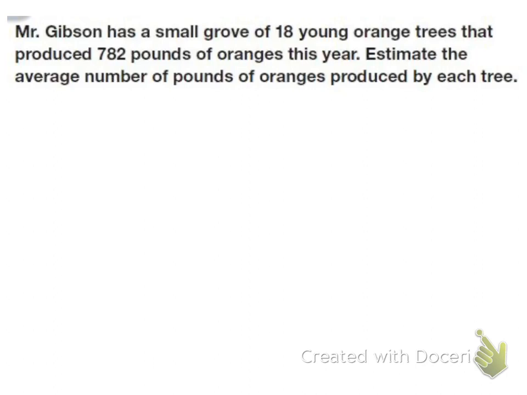Here I have Mr. Gibson has a small grove of 18 young orange trees that produced 782 pounds of oranges this year. Estimate the average number of pounds of oranges produced by each tree. So remember when it says estimate, that means I can round. So I'm going to round 18 to 20, and 782 I'm going to round to 800.